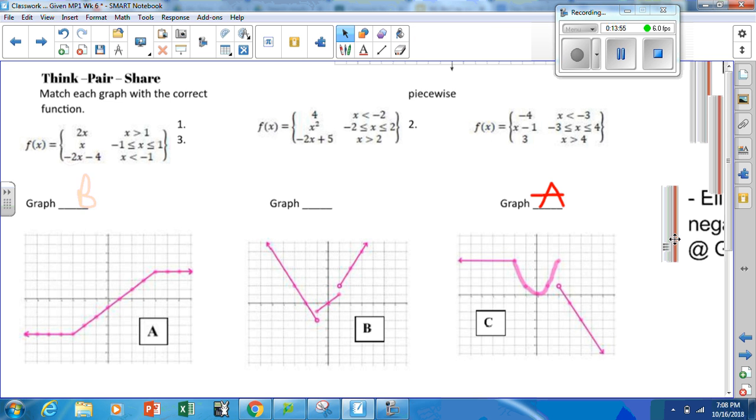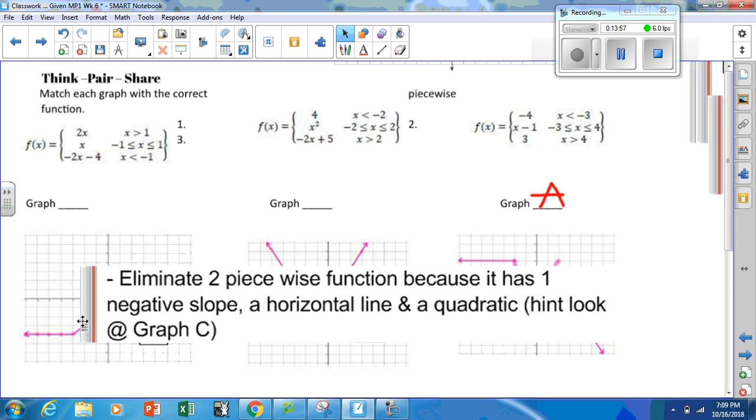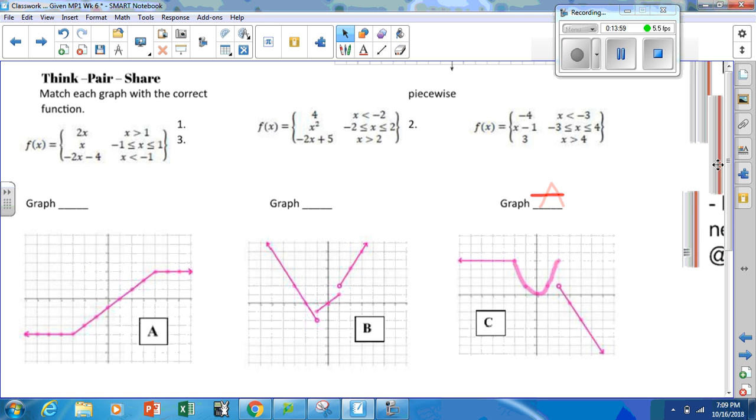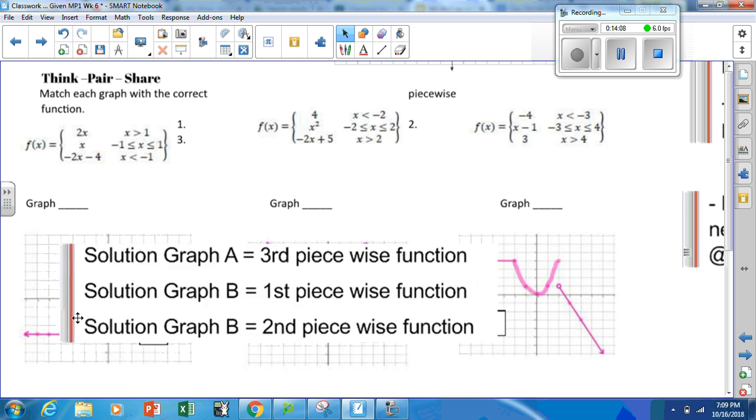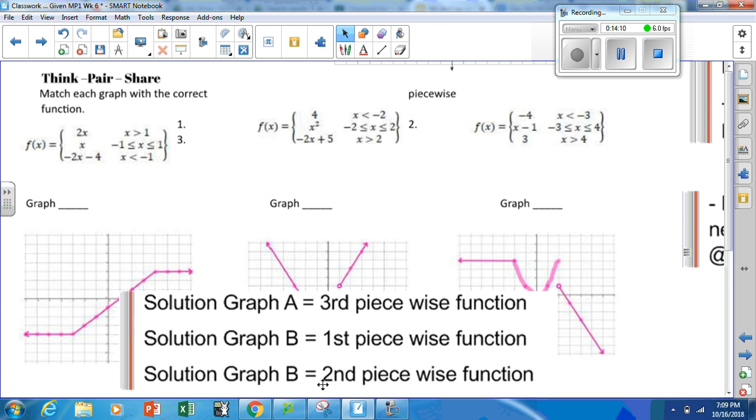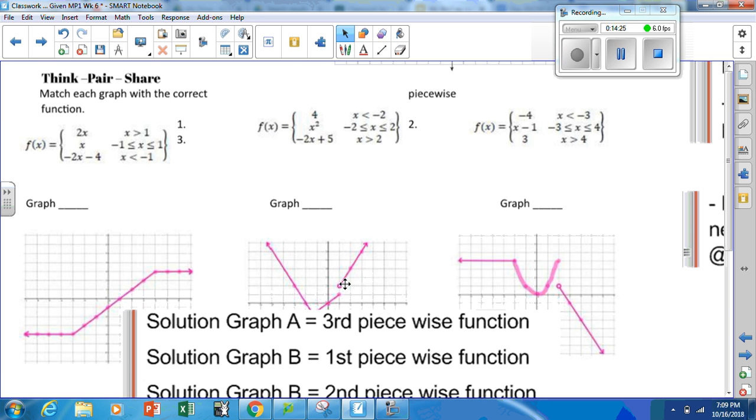Let's see what the right answer is. I had it right. Solution to graph A is our third choice. Solution to graph B is our first choice. Yep. Solution to graph C should be our second choice. That makes sense to me, guys.